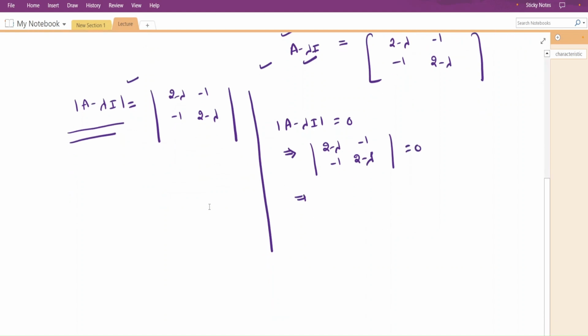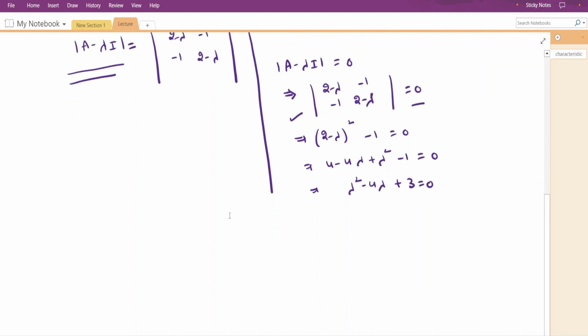Now we just have to evaluate this determinant, and it is equal to 0. So it will be (2 minus lambda) whole square minus 1 equal to 0, or 4 minus 4 lambda plus lambda square minus 1 equal to 0, or lambda square minus 4 lambda plus 3 equal to 0. There is no need to factorize it in this particular proof. So this is the equation we have obtained.